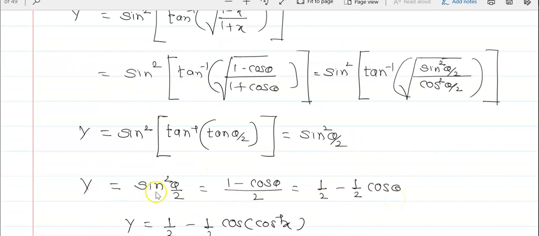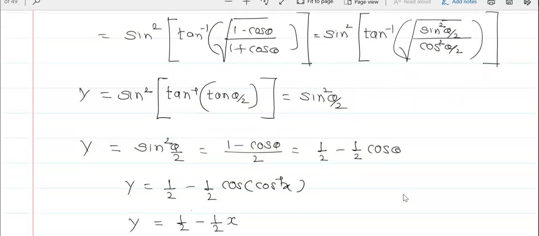Therefore, what is the sine square theta by 2? This is again one more important identity. That is 1 minus cos theta upon 2. Split this up: 1 upon 2 minus 1 upon 2 cos theta. Therefore, y is equal to 1 upon 2 minus 1 upon 2 cos of, what is the theta?